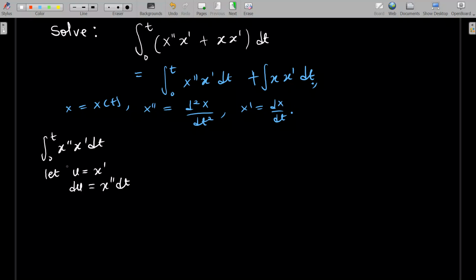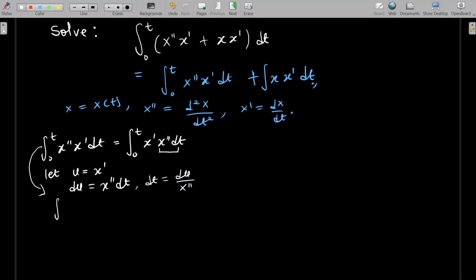This can be written as x prime prime dt, right? So wherever I see x prime prime dt, I'm going to put du there. Or, if you are familiar with making dt the subject, you can make dt equal to du over x prime prime, put that in, and you're going to get the same thing.